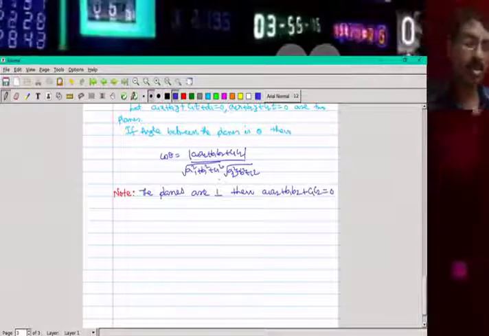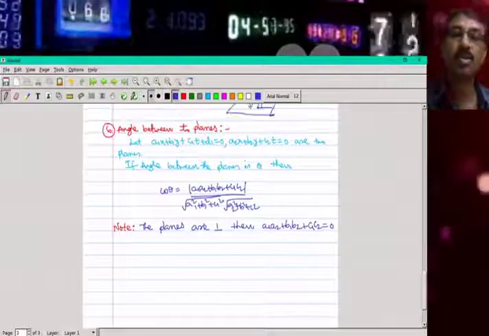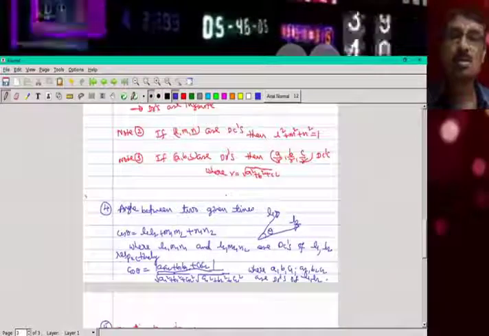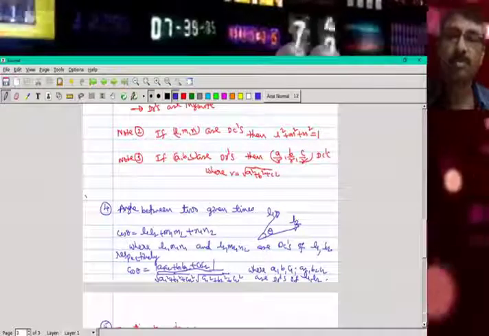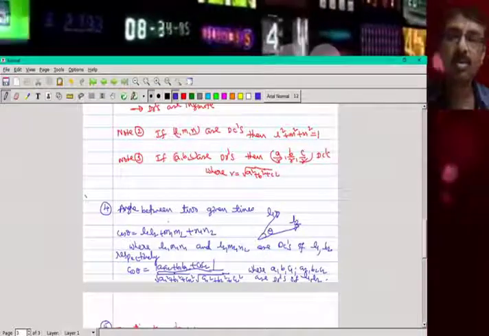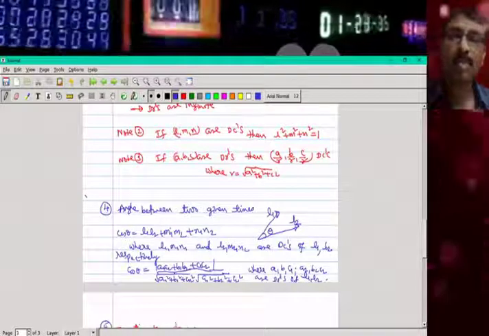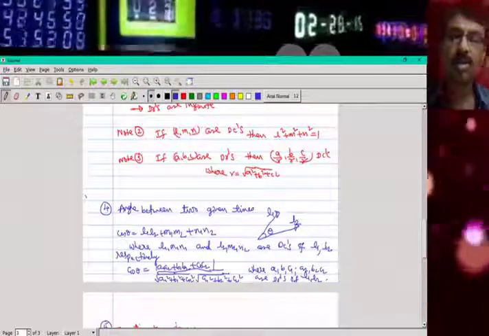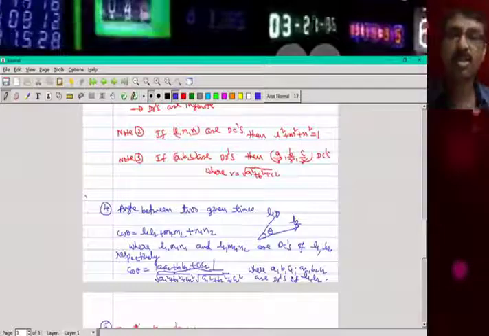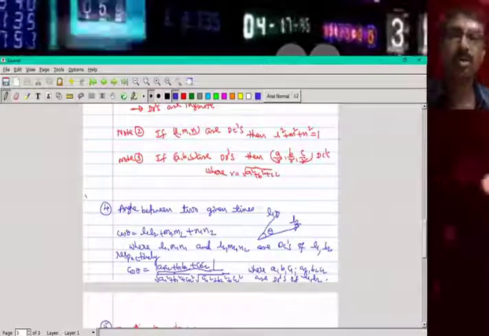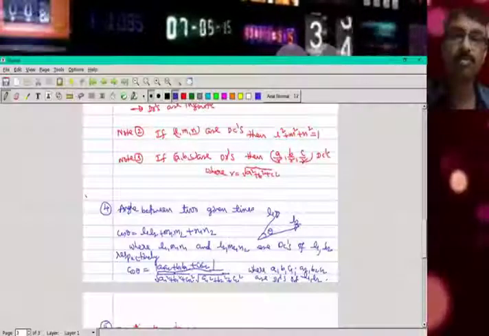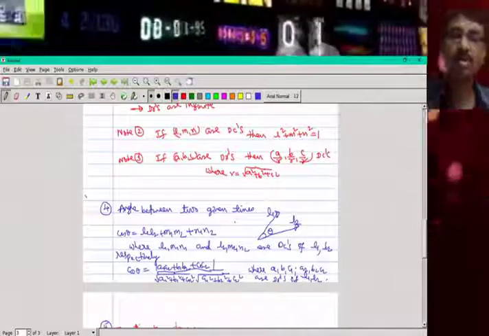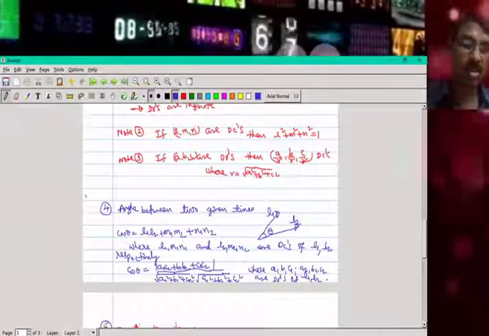Similarly, we can write this information in formula 4. If two lines are perpendicular, then theta equals 90, cos 90 equals 0, then l1 l2 plus m1 m2 plus n1 n2 equals 0. You can add this information here also.